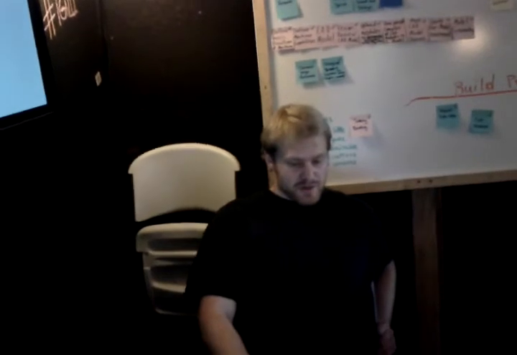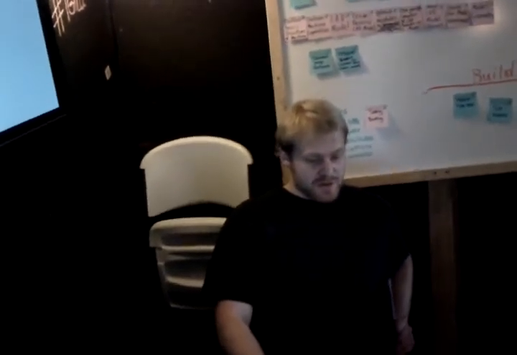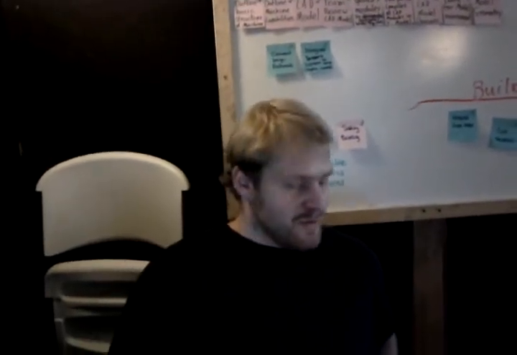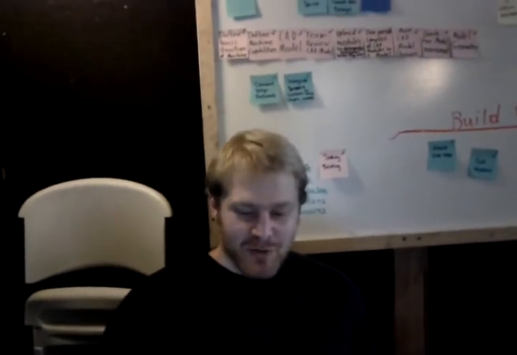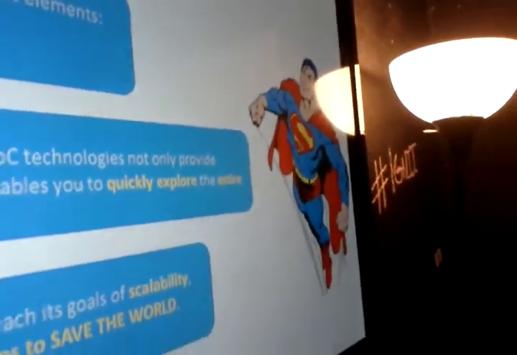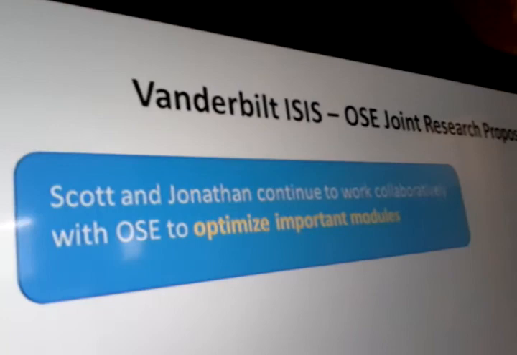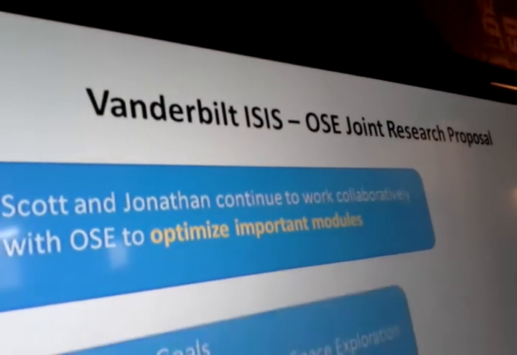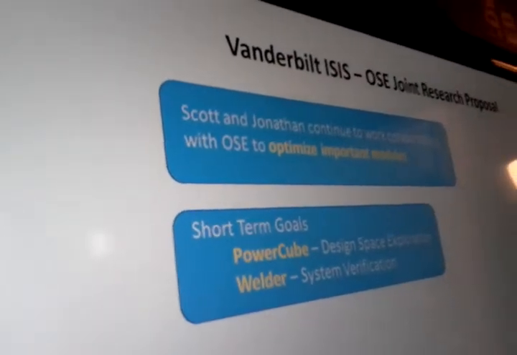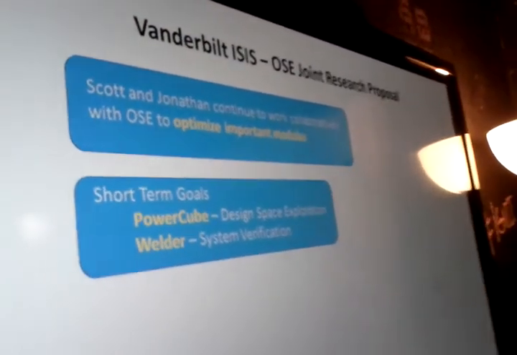So our last bit. We think these tools can help OSE reach its goals of scalability and quality design, and ultimately provide, as Martin likes to say, the means to save the world. So what we would like to do is, Jonathan and I, we're going to help, for the next short term, help optimize important models, starting with PowerCube and the Welder. With the PowerCube, the design space exploration, and with the Welder, the system verification to make sure that it's going to do what we want it to do.